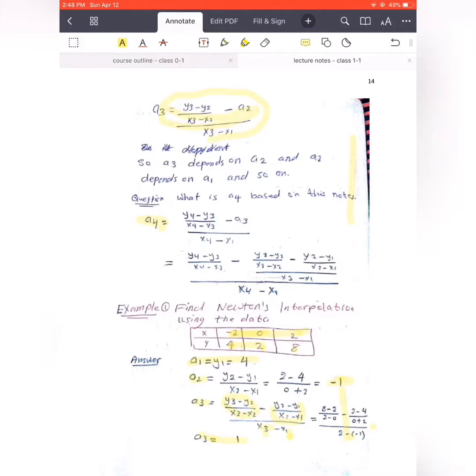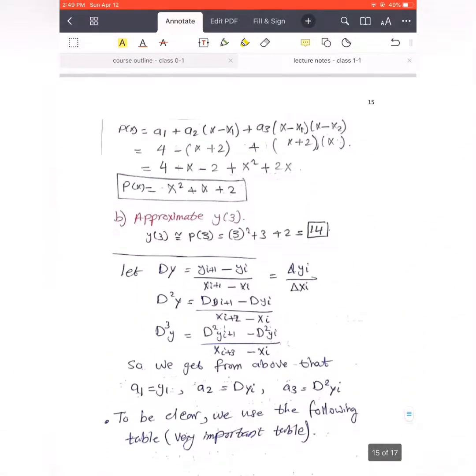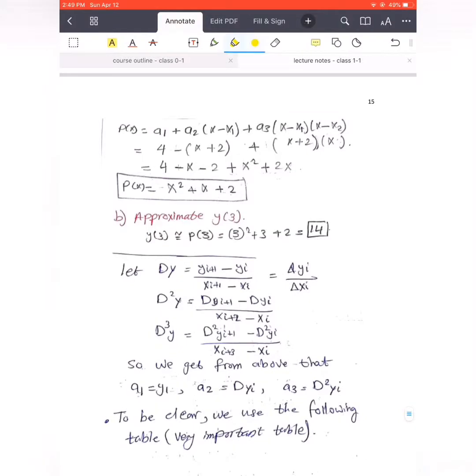So in that case, this quadratic is on the next page. Here it is. Just now substitute the value of A1, it is here. Then substitute the value of A2, which is minus 1. A3 is here. Rearrange this one, and we will get the answer. Well, this is the quadratic interpolation.